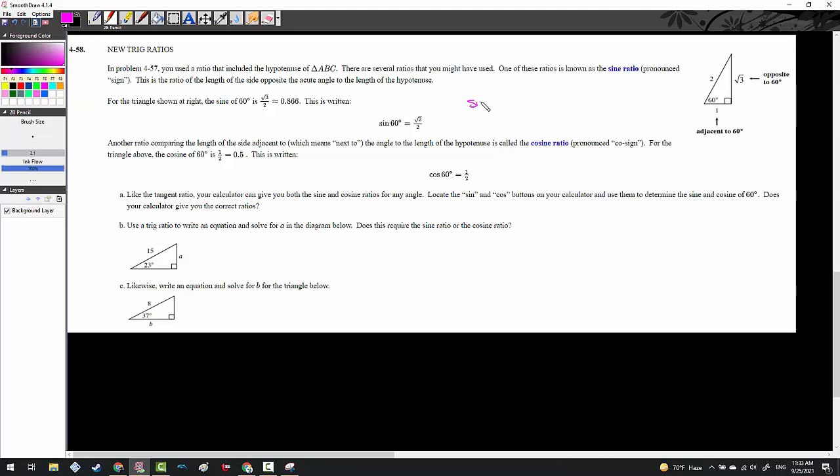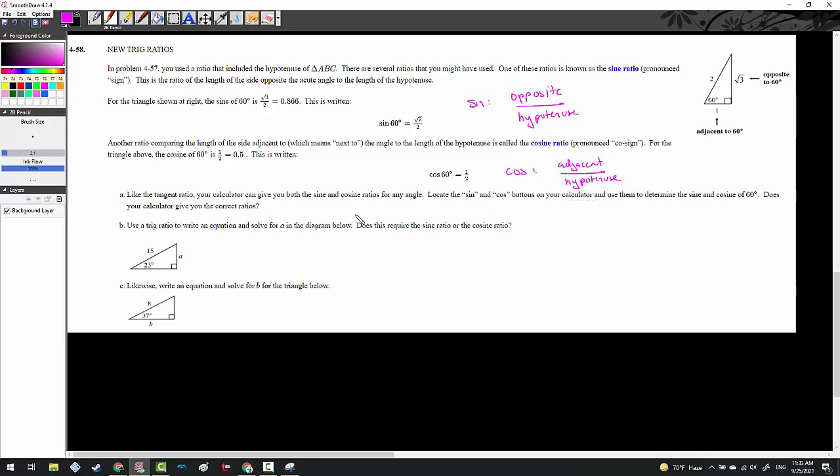That is because the sine ratio is the ratio of the opposite side over the hypotenuse. And then it says another ratio comparing the length of the side adjacent, which means next to the angle, and the length of the hypotenuse is called the cosine ratio, abbreviated COS. So let's write that down. Cosine is the ratio of the adjacent over hypotenuse.